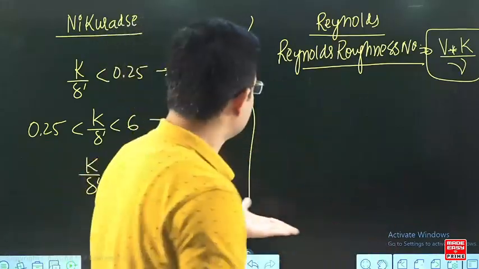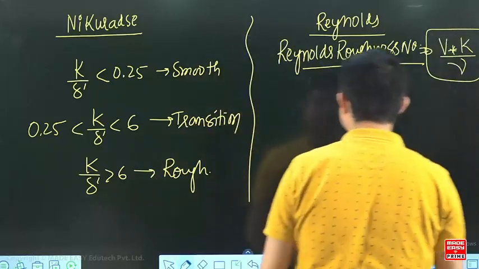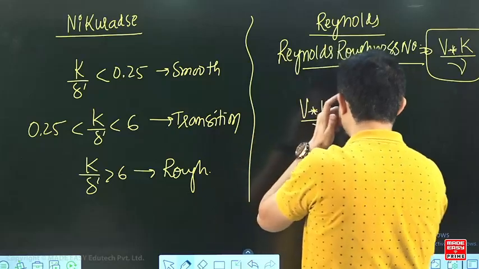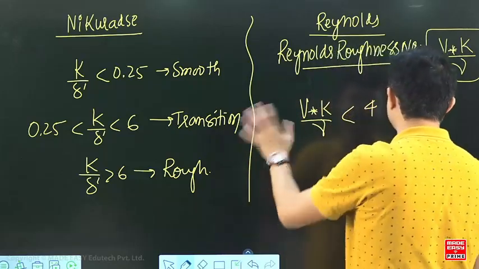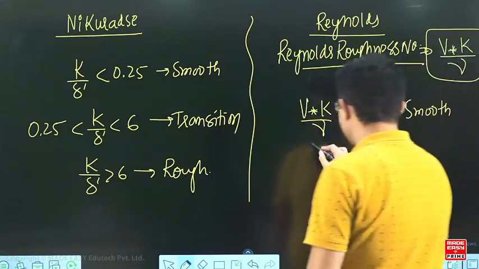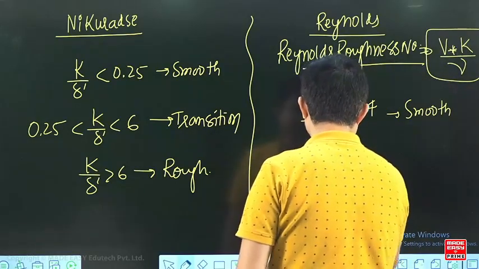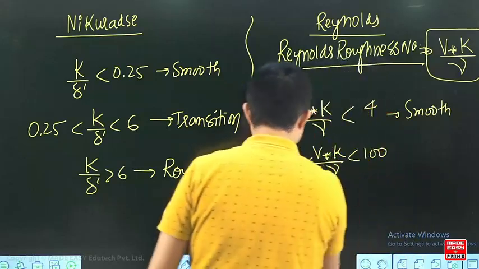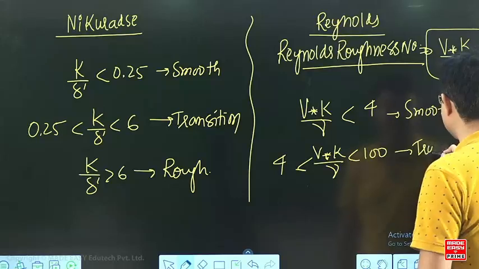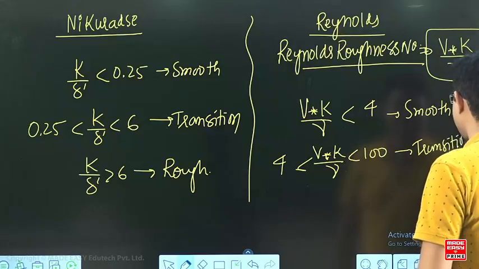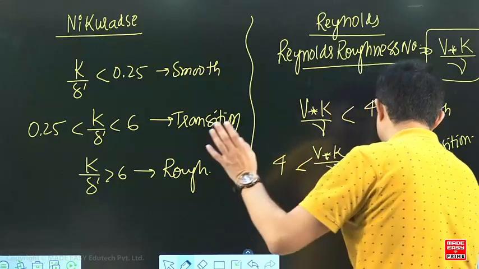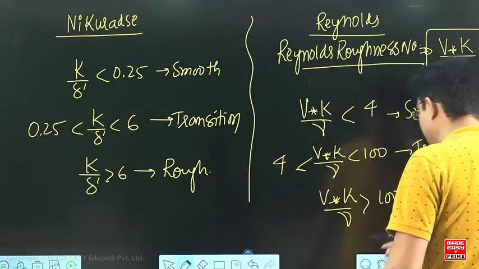So you have to remember V star K by nu. Whenever the value of V star K by nu, the Reynolds roughness number, is less than 4, then the pipe is treated as a smooth pipe. If it is between 4 and 100, it is treated as transition. And if the value of V star K by nu is greater than 100, it is treated as a rough pipe.